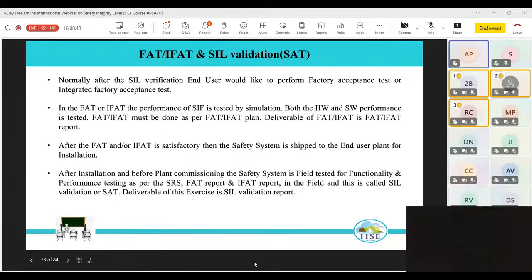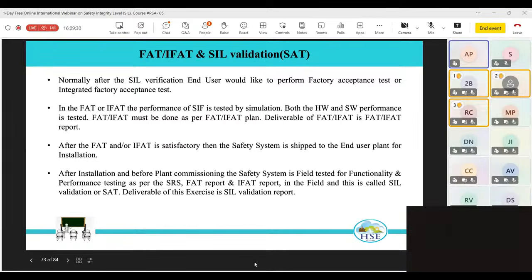the integrator will prepare the FAT and IFAT. IFAT is an integrated factory acceptance test, where all the sensors, logic solvers, and final elements are integrated and tested at one particular location. It is done to check hardware and software performance, with respect to whatever safety requirements are given in the specifications, and accordingly it has to be checked.